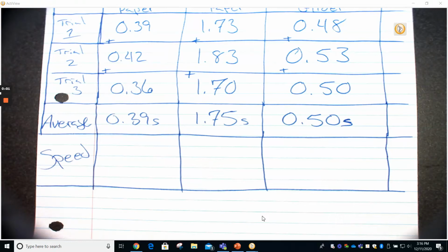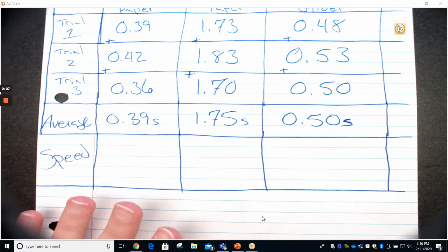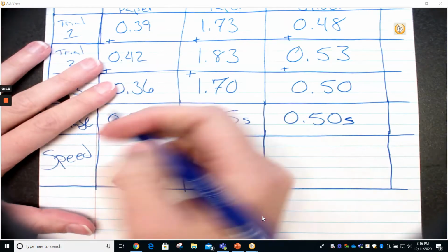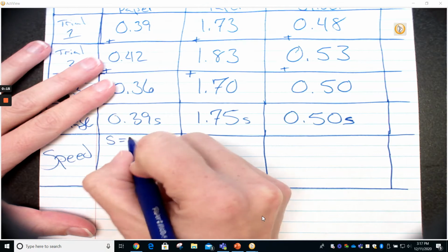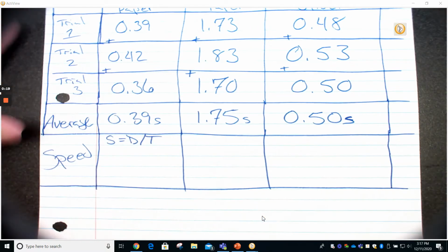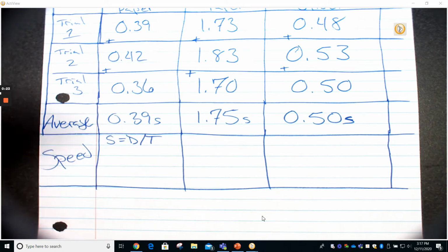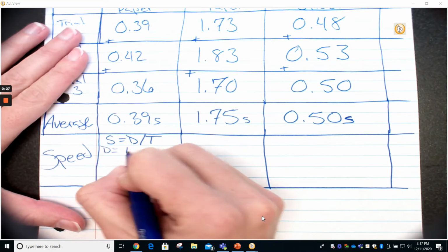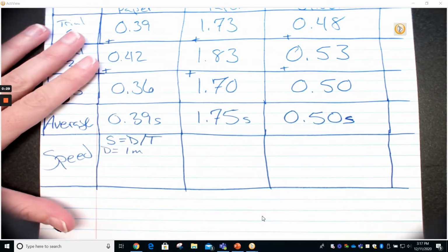All right, ladies and gentlemen, it's time to calculate speed. Well, man, we've been calculating speed for days. We know how to calculate speed, right? What's that speed formula? Speed equals distance divided by time, right? Well, we know our distance because we set that up and it's the same for all of them. What was that distance? 1 meter, that's right, 1 meter.